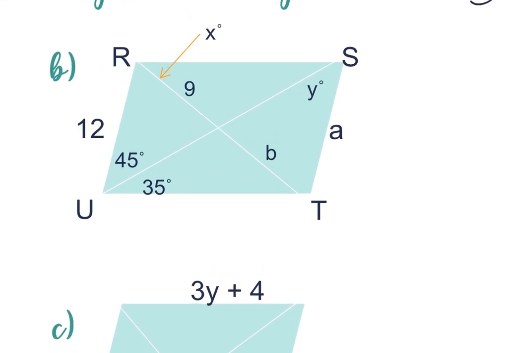Go to B. The opposite sides are congruent, so A is 12. The diagonals bisect each other, so B is 9.